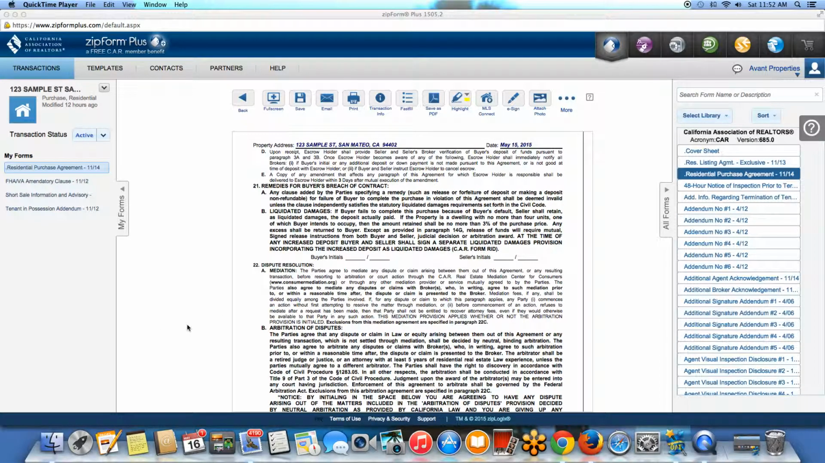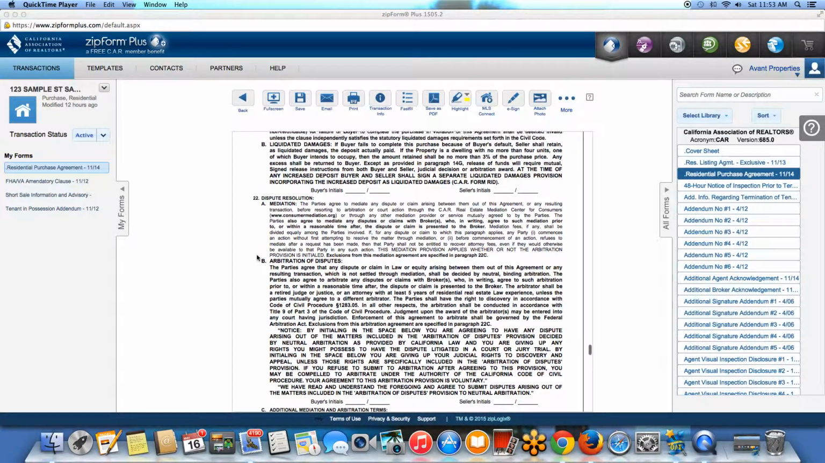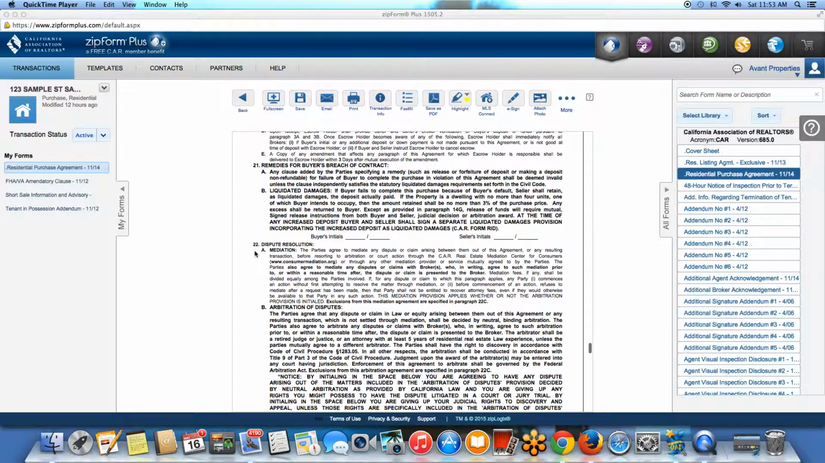Okay, so now we're here at this part of the contract that discusses remedies for buyer's breach of contract, paragraph 21. This is page 8 of 10 of the purchase agreement. This page discusses remedies in case the buyer cannot perform the terms or timelines of the contract, or there are major issues that cannot be rectified by both parties.